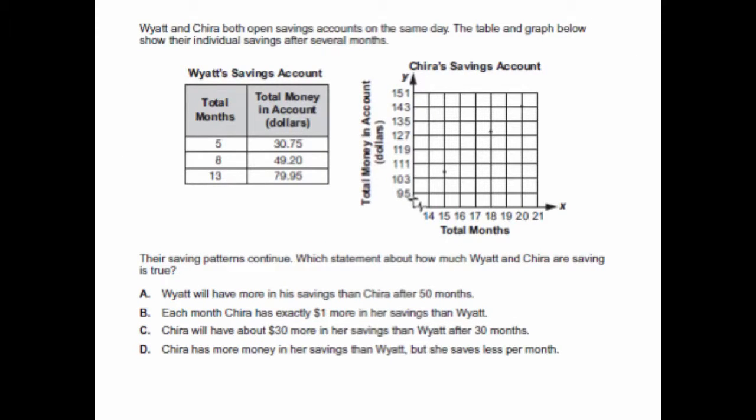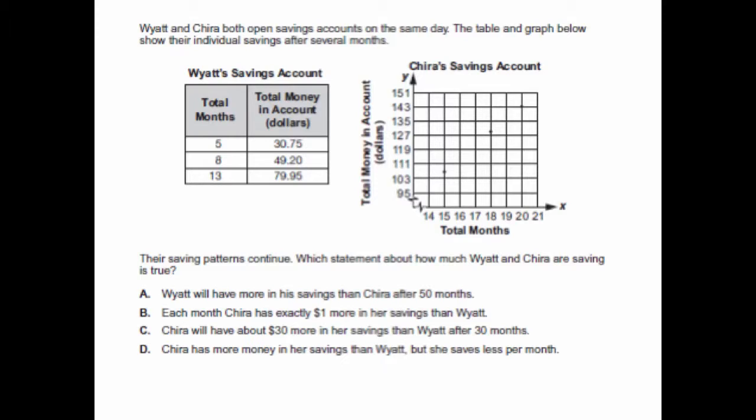All right, guys, let's look at this next one. I have Wyatt and Shira that are both opening savings accounts on the same day. The table and graph below show their individual savings after several months. All right, before I can compare these, again, I need to write an equation for them.